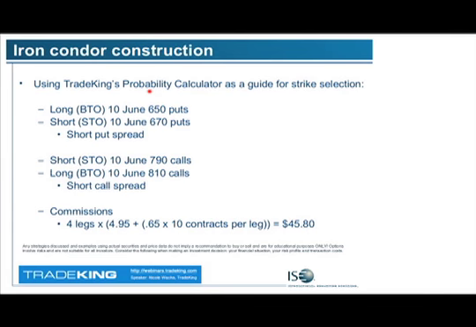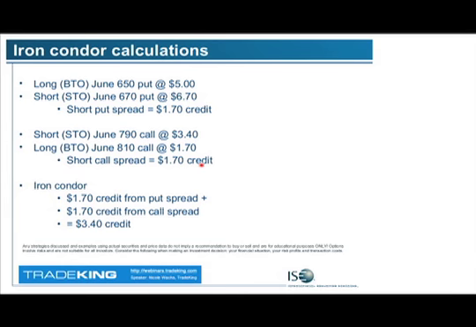All right, so here the difference in the strike prices is 20 points between 650 and 670, and it is the same on the call side, 790 to 810. If they were different, I would use that 340 credit and deduct it from the wider side, okay, because the wider side has more risk.